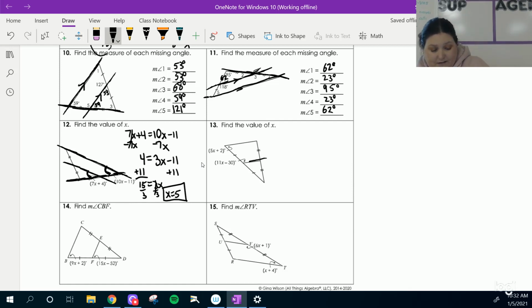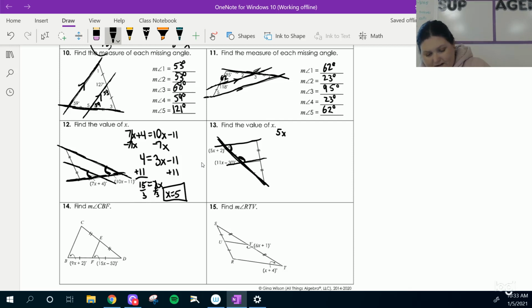Next one again is very similar. So I have my parallel lines and my transversal, and I have these two angles. These two angles are same side interior angles. They're inside of my parallel lines. So here's my parallel lines. They're in between them, and they're on the same side of the transversal here. So those add up to 180.